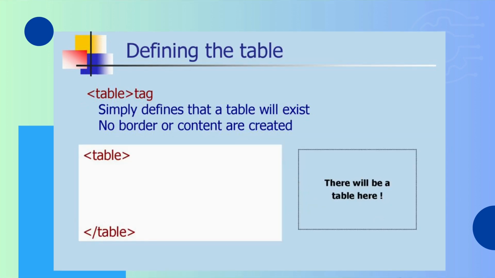Now, we have defining the table. In an angular bracket, the table tag simply defines that the table will exist. No border or content are created in this example. As you can see, we have started with a table and a closing table. So this is how there will be a table. This is how the output of this particular tag is displayed.